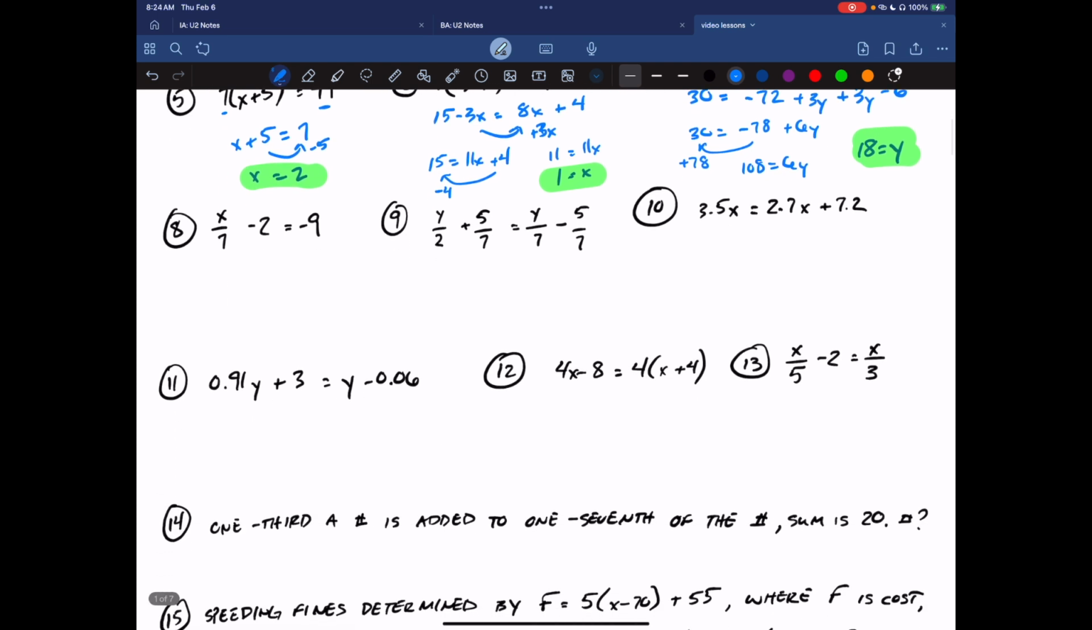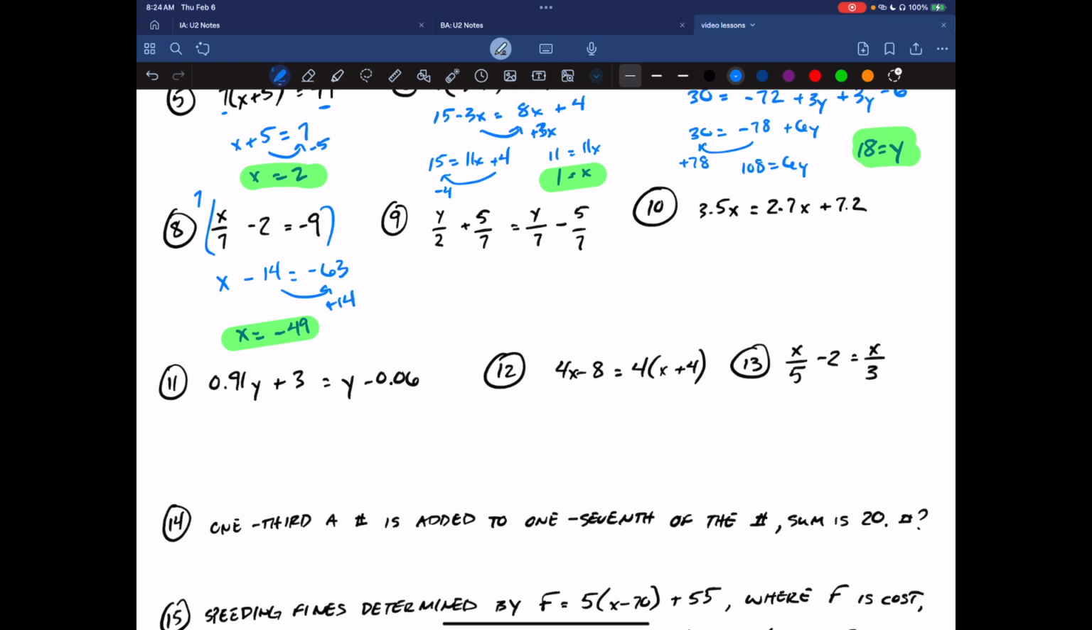All right. Number 8. Again, I can get rid of these fractions real quick. Just multiply everything by 7. I don't have a common denominator that I need to find. It's just the one denominator, so it's 7. 7 goes into 7 one time, so it's going to be x, and then 7 times 2 is 14, and then 7 times 9 is negative 63. We'll move the 14 over. Addition, x equals 70. Negative 63 plus 14 is negative 49.